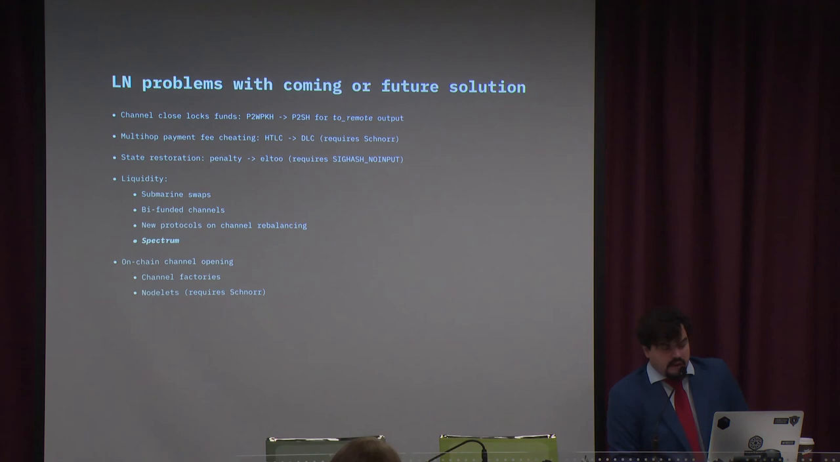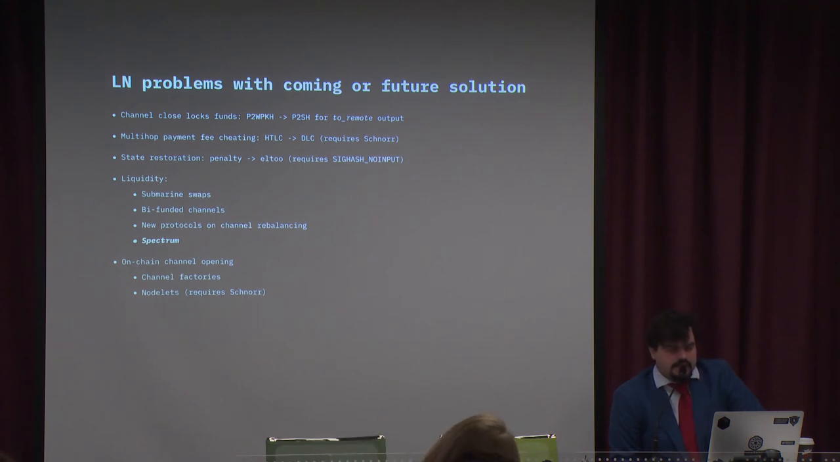This can be done and fixed, and actually that's why there was a proposal to fix it with discrete log contract based multi-hop payments, but they do require Schnorr signatures to be implemented in the Bitcoin network. The same problems exist with the penalty transactions, which really complicates the restoration of the channels after some software failures or network connectivity failures.